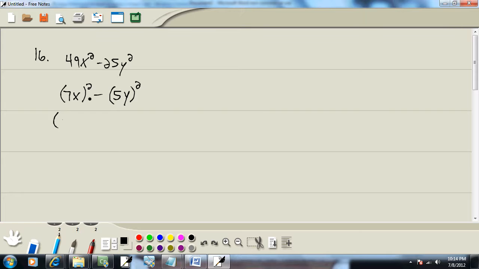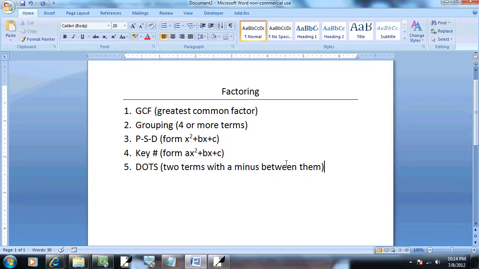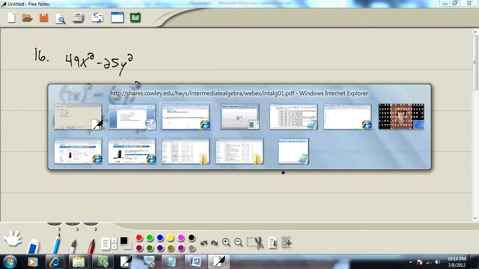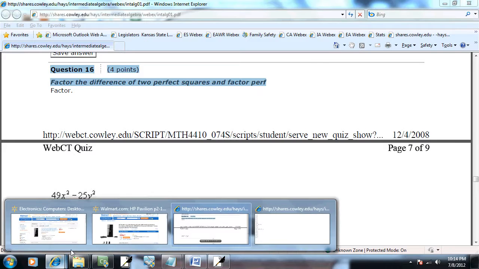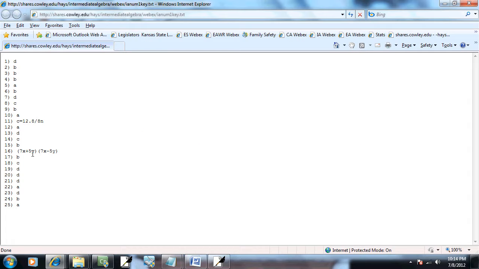Now if you're able to write it as something squared minus something else squared, then the difference of two squares says you take what's inside your first set of parentheses, you add what's in your last. Take what's in your first, and you subtract what's in your last. So our answer will be 7x plus 5y times 7x minus 5y. And so for 16, it's 7x plus 5y, 7x minus 5y.